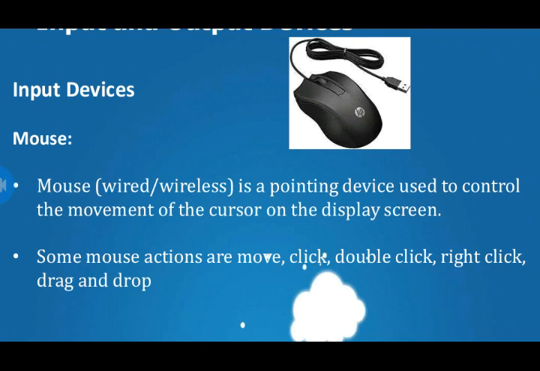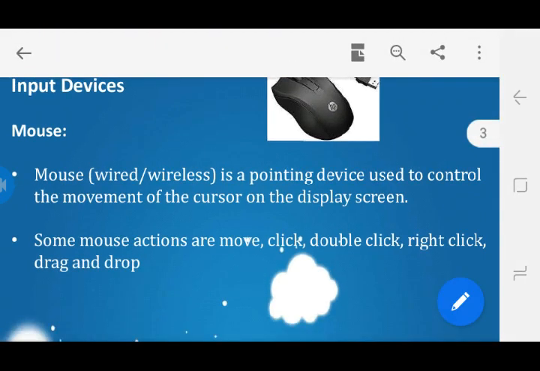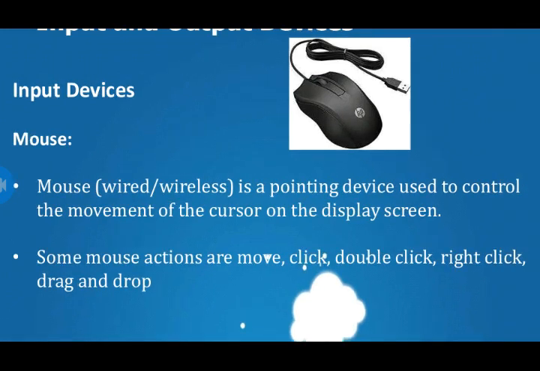If I want to open any file, it is very easy: click on the file. If you double click, the file will automatically open. So the mouse is a very important GUI, that is, graphical user interface device. Some mouse actions are move, click, double click, right click, drag and drop. So we can move the mouse, click, double click, right click, and drag and drop.